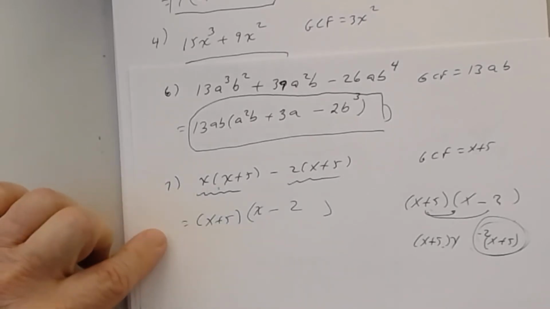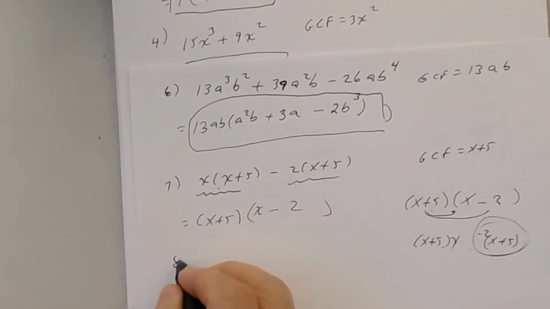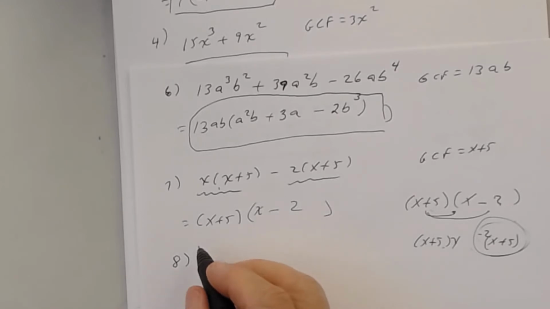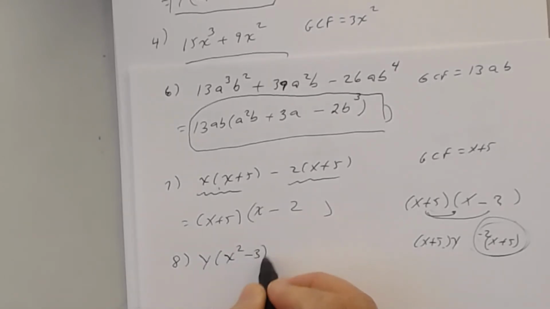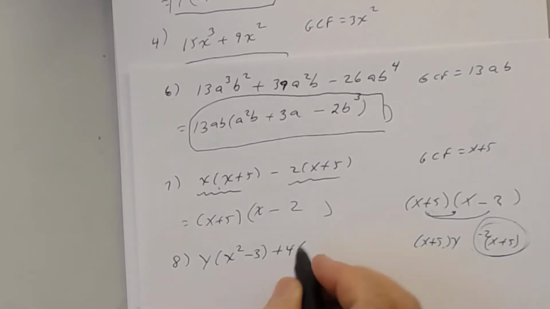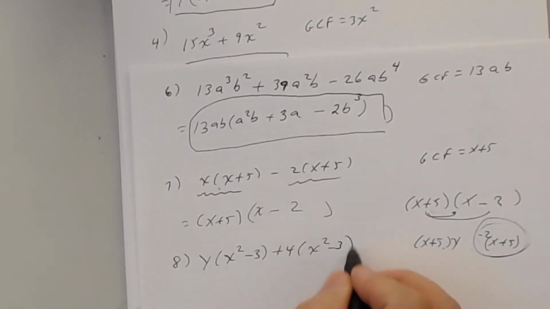All right, so let's do another one. Looks like number 7. Okay, number 8. Suppose number 8 I had this. Y times x squared minus 3 plus 4 times x squared minus 3. So it looks a little bit different than the first 6. But it looks like number 7. So notice when I read it as y times x squared minus 3 plus 4 times x squared minus 3.